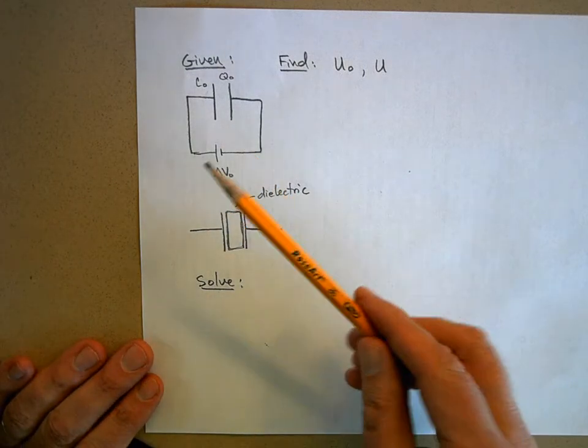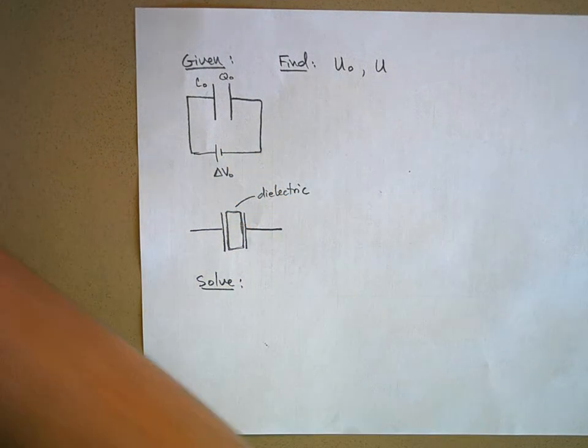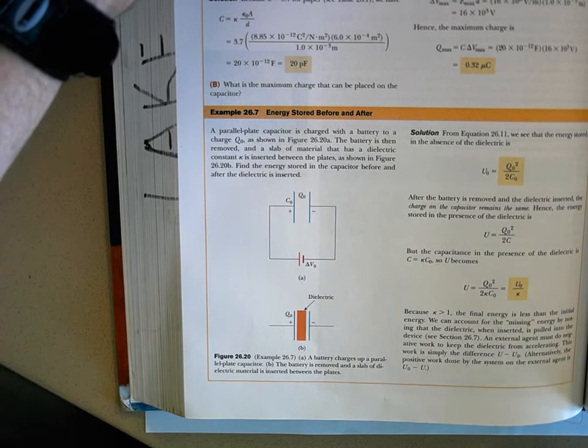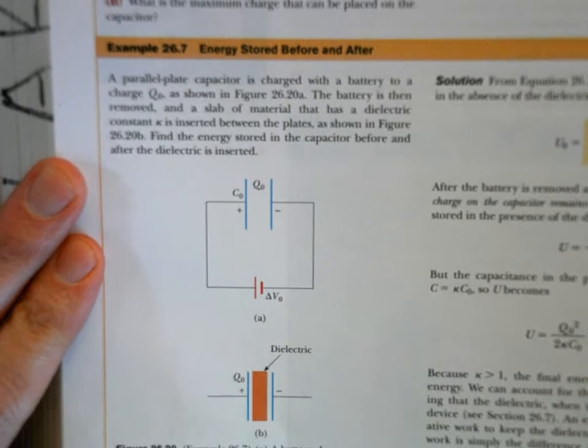So let's do this problem. Here's what we're given. Well, let me just show you it in the book. If you're watching this, you can see it. Let me zoom in. So this is the problem we're looking at.